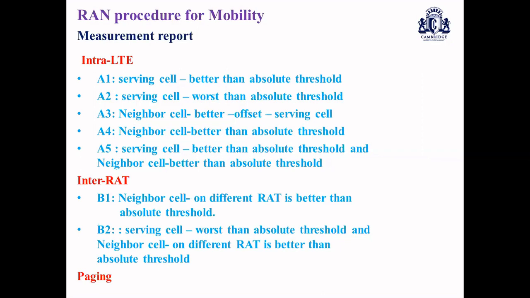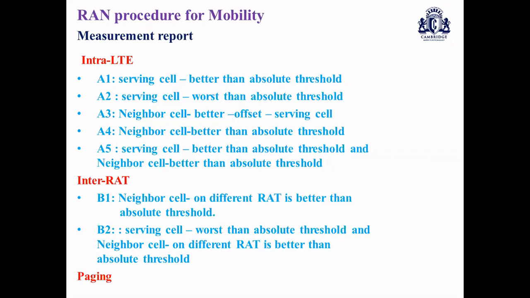When it comes to event A2, the serving cell radio link quality becomes worse than the absolute threshold. And in A3, the neighboring cell radio link quality becomes much better than an offset related to the serving cell. And when it comes to A4, the neighboring cell radio link quality becomes better than the absolute threshold. When we talk about all these events in the intra handover, A5 is where the serving cell radio link quality becomes less than the absolute threshold, and the neighboring cell radio link quality becomes better than the absolute threshold.